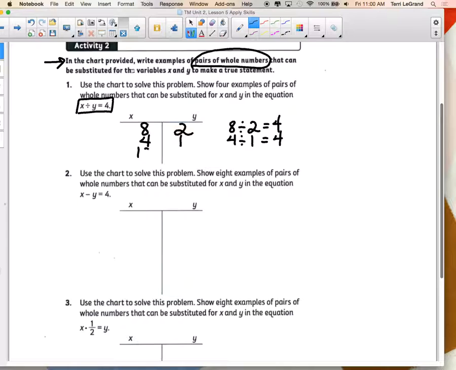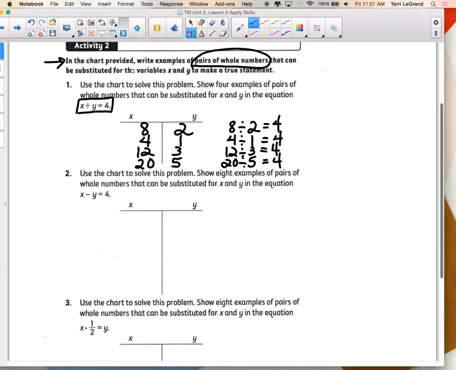12 divided by 3. Okay. Try that one. When x is 12 and y is 3, is 12 divided by 3 4? Yes, it is. Tyler? 20 divided by 5. So when x is 20 and y is 5, is 20 divided by 5 4? And it is, isn't it?